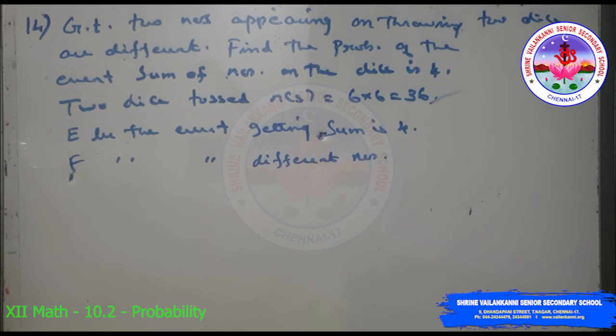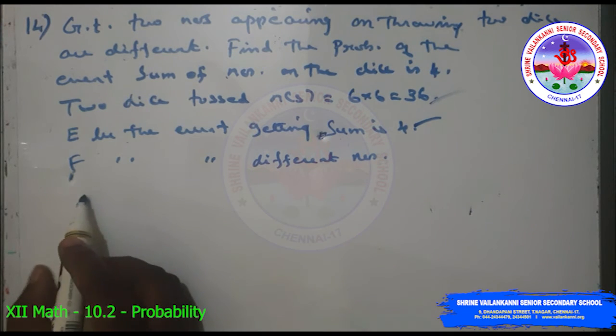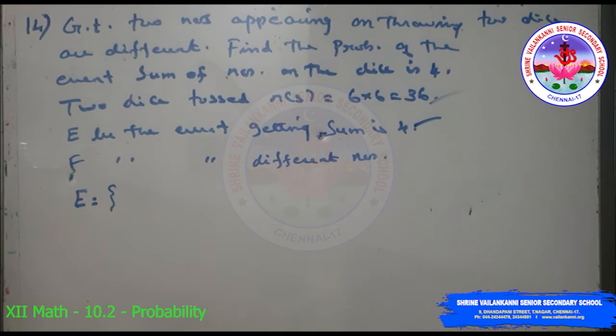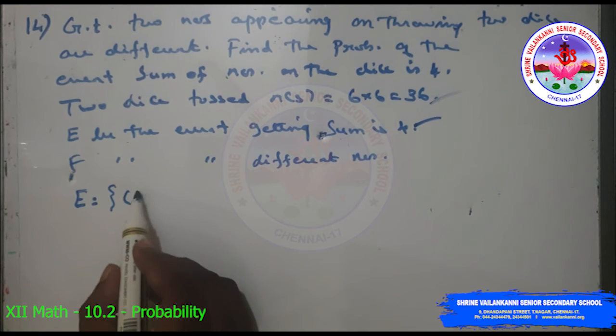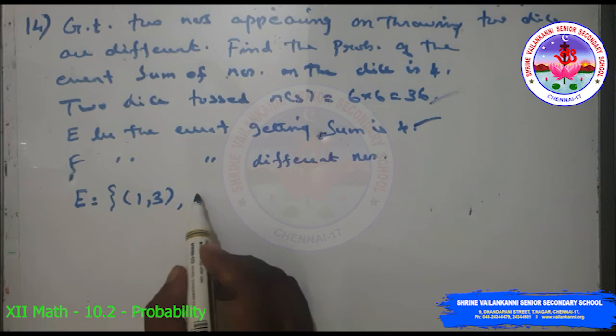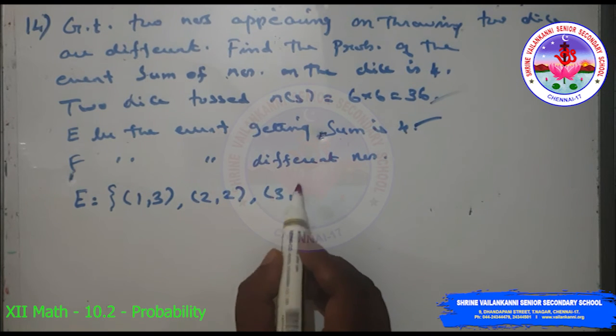So let E be the event of getting the sum of numbers on the dice is 4. And the question is given that the two numbers appearing on throwing two dice are different, which is the event F. F is an event of getting two different numbers on two dice. So E is an event of getting sum of numbers on the dice is 4. So E equal to the numbers when we add, it should be 4. So 1, 3, when we add this, we get 4, 2, 2, and 3, 1.